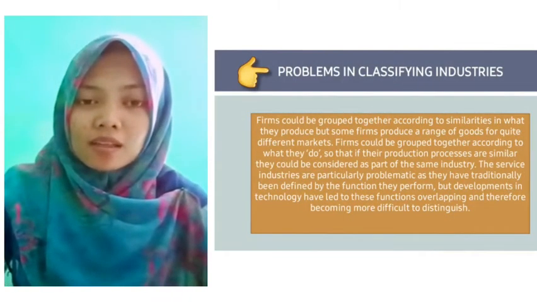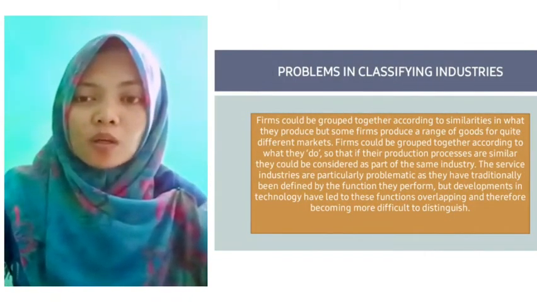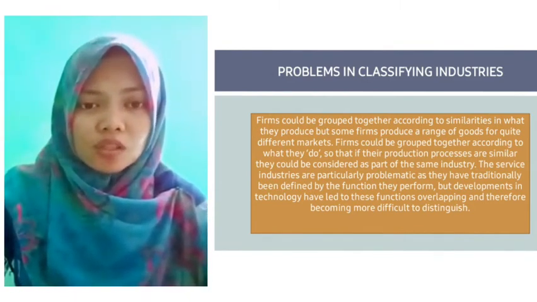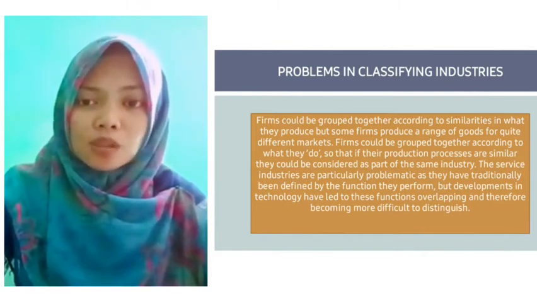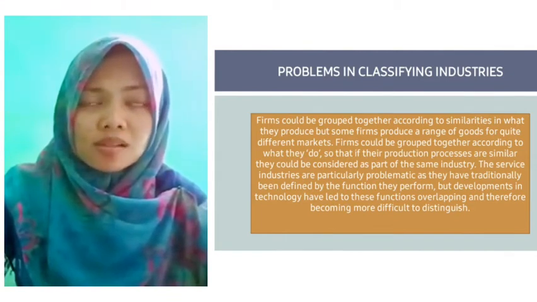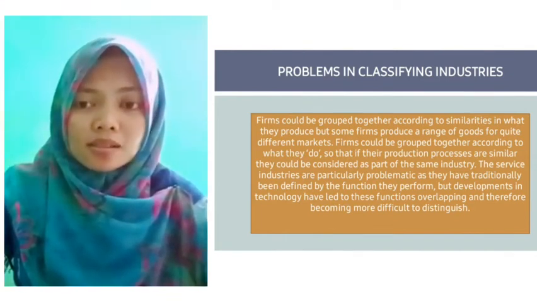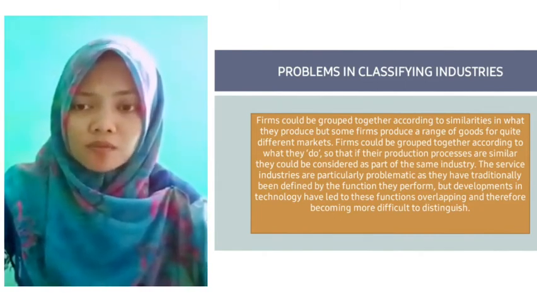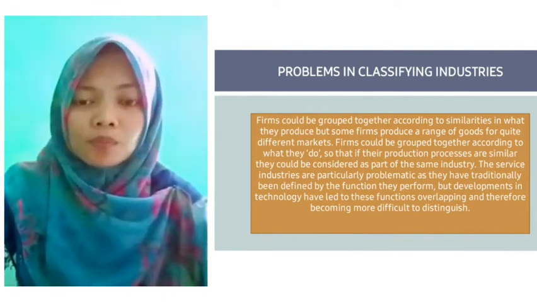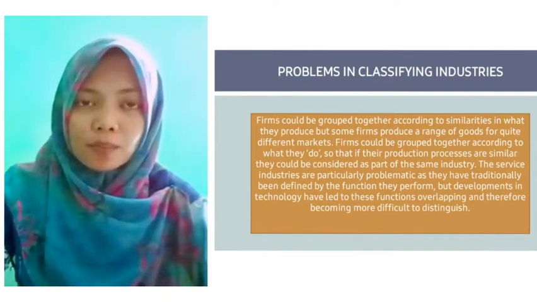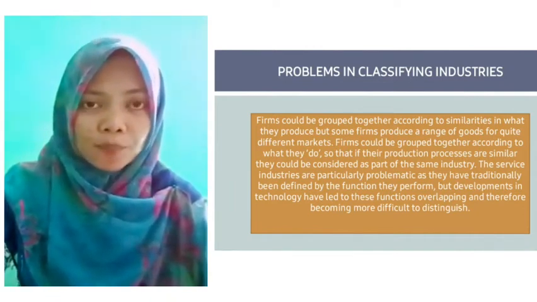Problems in classifying industries. Firms could be grouped together according to similarities in what they produce, but some firms produce a range of goods for quite different markets. Firms could be grouped together according to what they do, so that if their production and processes are similar, they could be considered as part of the same industry. The service industries are particularly problematic as they have traditionally been defined by the function they perform, but developments in technology have led to these functions overlapping and therefore becoming more difficult to distinguish.